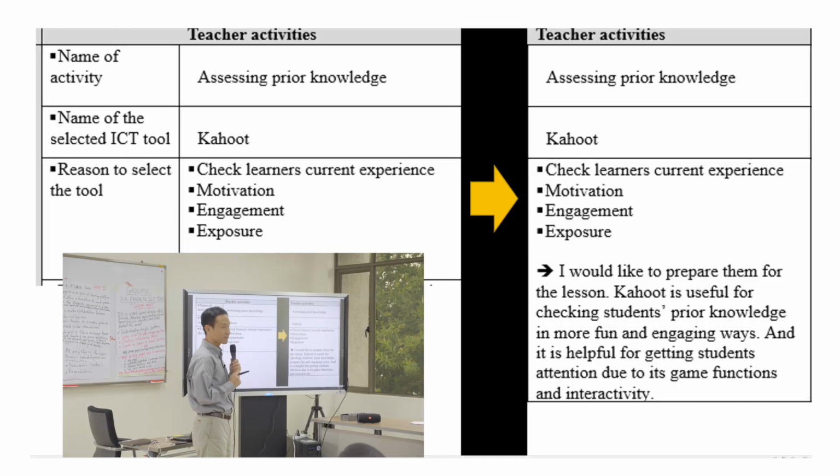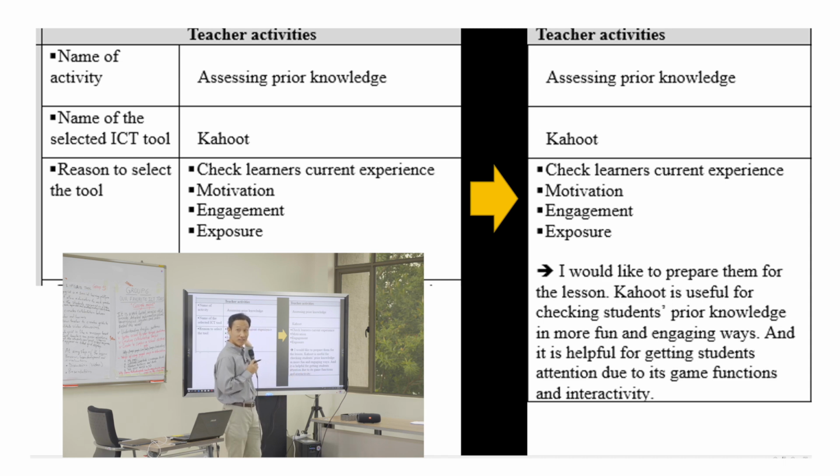Name of activity is fine. Name of the selected ICT tool, Kahoot, that's fine. Maybe you can put some section title or bulleted list, that's fine. You say your reason here with a full sentence. I'd like to prepare them for the lesson because Kahoot is useful for checking students' prior knowledge in more, and this is the keywords, more fun and engaging ways. Yeah, in other words, that means motivation and engagement. Okay, but it's like talking to another person, even to yourself. More fun and engaging way, and this is important, and it is helpful for getting students' attention.